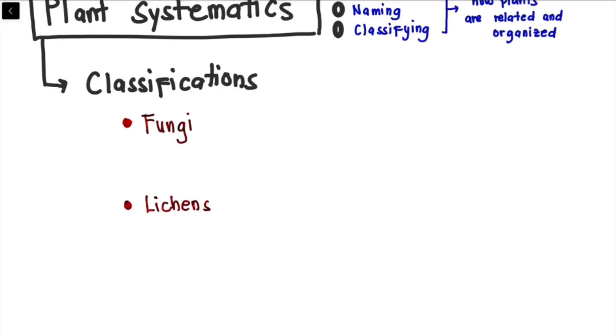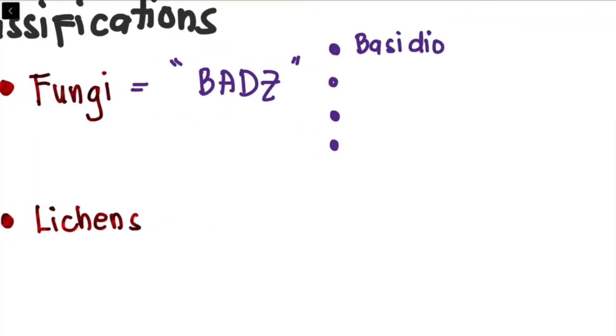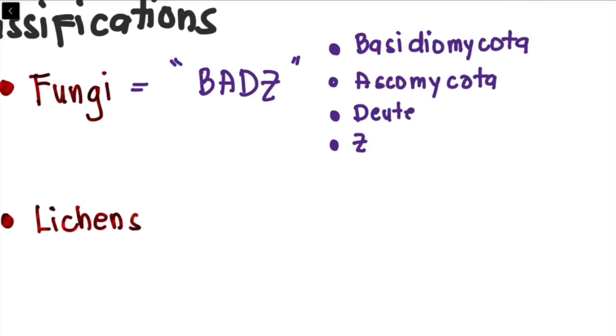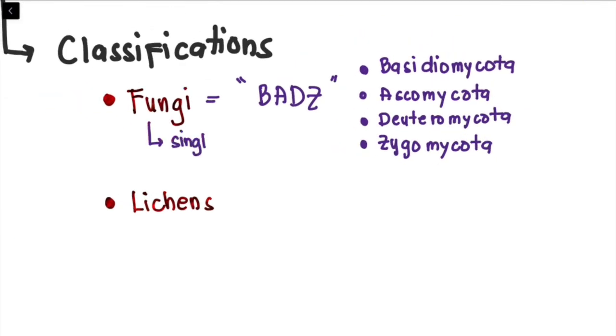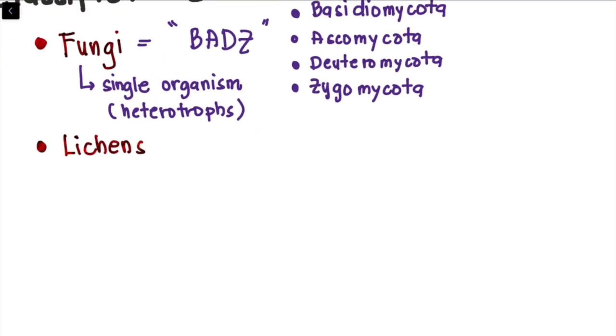So sa fungi po, yung category na pag-aaralan natin ay may mnemonics na BADS, para madali po ninyong ma-review. B for Basidiomycota, A for Ascomycota, D for Deuteromycota, Z for Zygomycota. Tandaan natin ang mga fungi, they are single organism and heterotrophs.